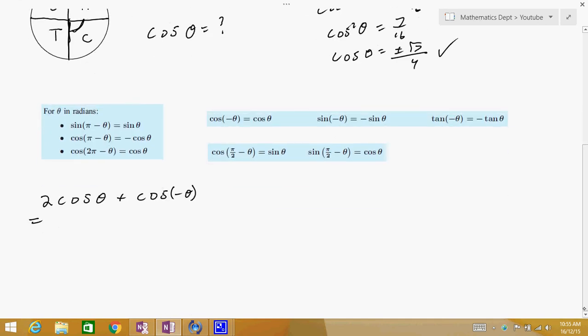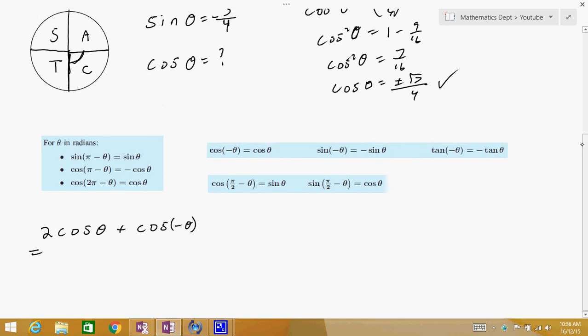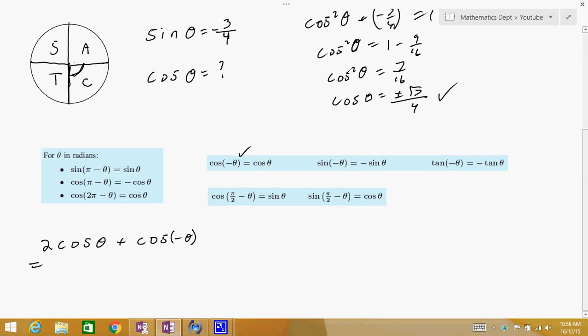When we look at the unit circle, we have lots of different things that we can analyze. For instance, let's just take one of these: cosine negative theta is equal to cosine theta. So what does that mean? Well, let's look at this cosine theta. Let's say for pi over 6, cosine theta is equal to root 3 over 2.